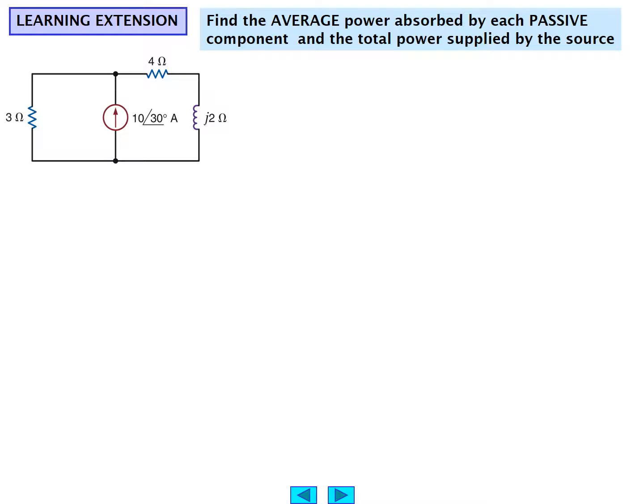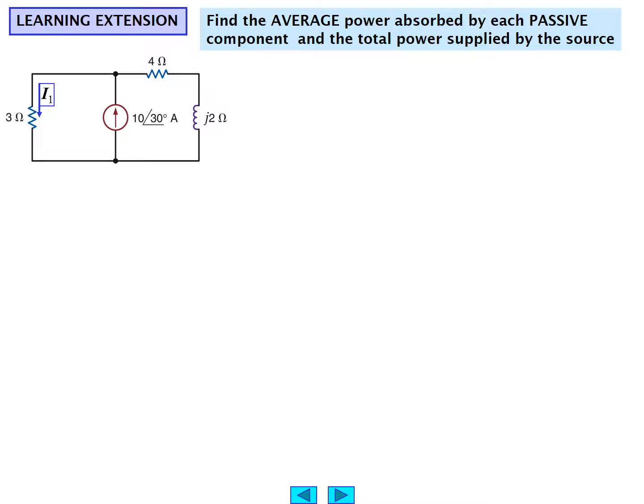Another learning extension: find the average power absorbed by each passive component and the total power supplied by the source. And we have a 3 ohm resistor in parallel with a 4 ohm resistor in series with a J2 inductor. And it is now being driven across a single node by a 10 angle 30 degrees current source.